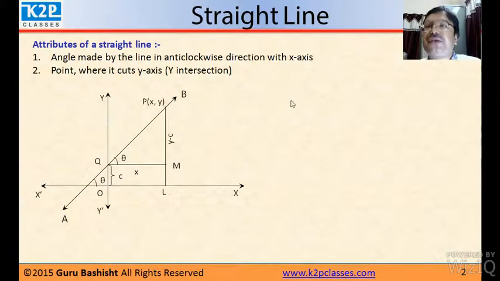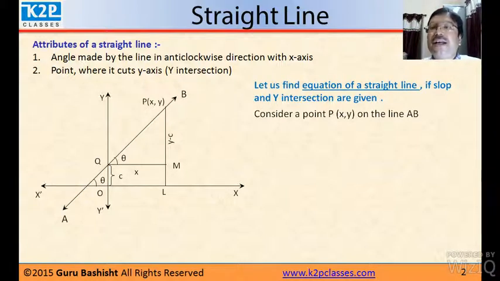Attributes of a straight line: the first is the angle made by the line in anti-clockwise direction with the x-axis, and the second attribute is the point where it cuts the y-axis, which is called y-intercept. Let us find the equation of a straight line if slope and y-intercept are given. Now the question is, what is slope? If a line makes angle theta with x-axis, then tan theta is called the slope of the line.